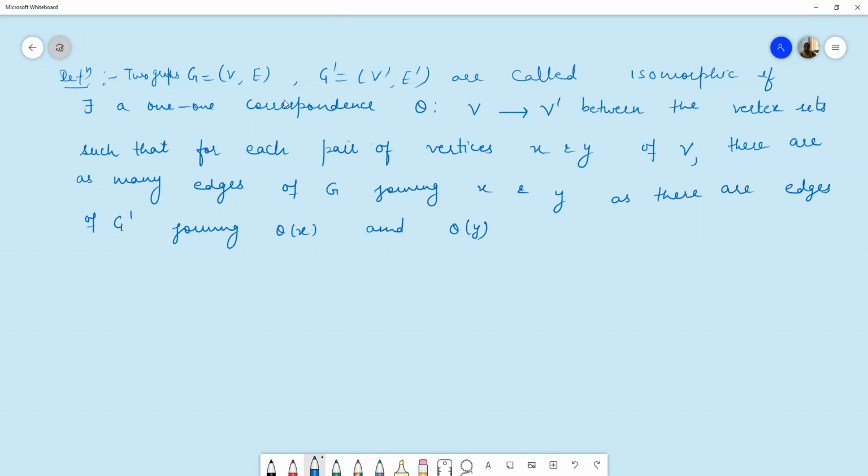Now, if we have two graphs G and G dash, then we can express the fact that the two graphs are isomorphic by asserting that there is a 1-1 correspondence between the vertex sets V and V dash, such that whenever two vertices of V are adjacent in G, the corresponding vertices are adjacent in G dash. So, for example, let us take these two graphs.